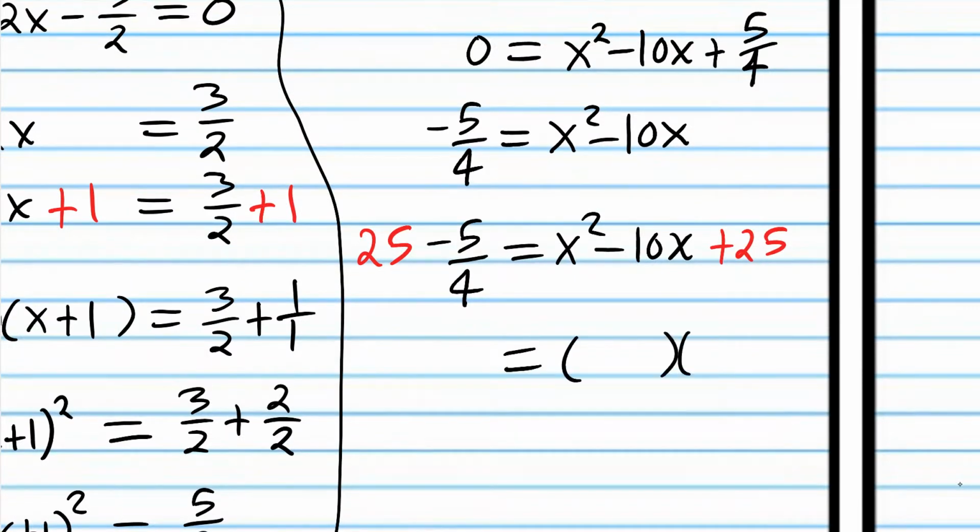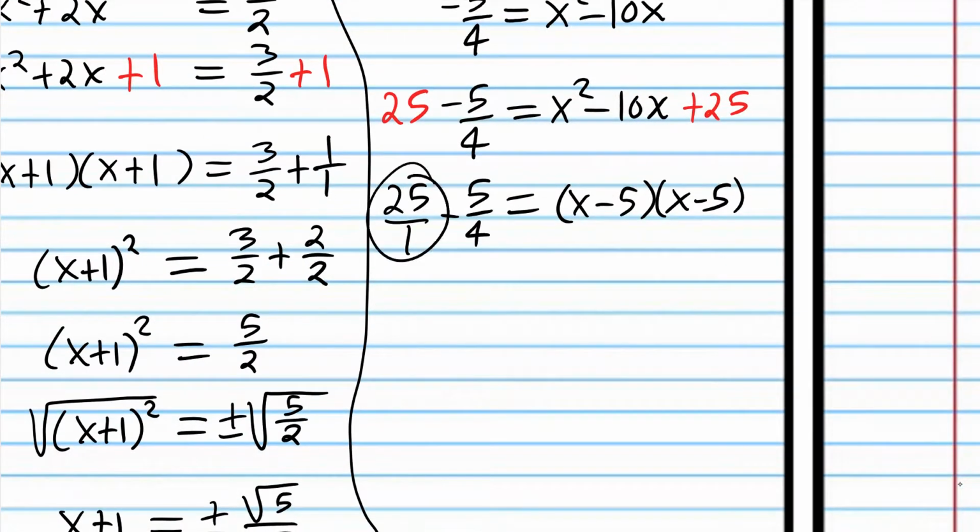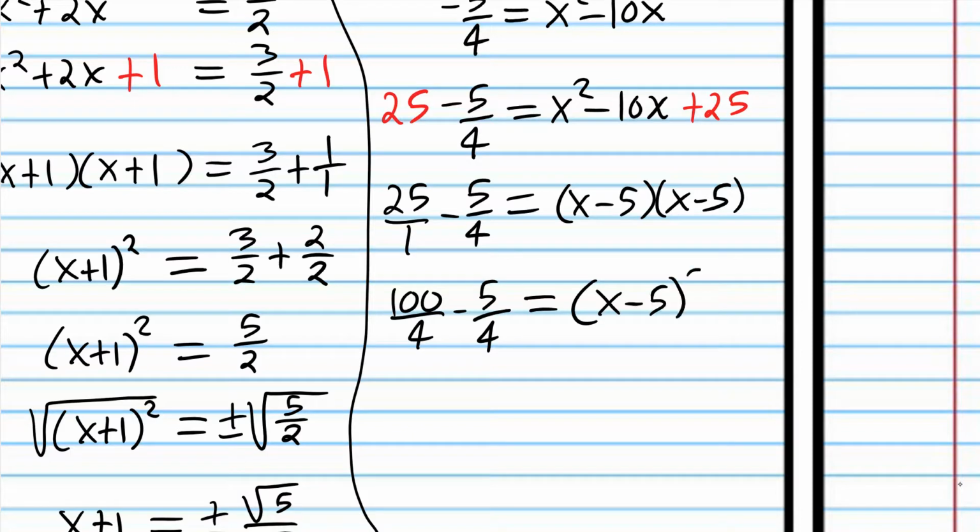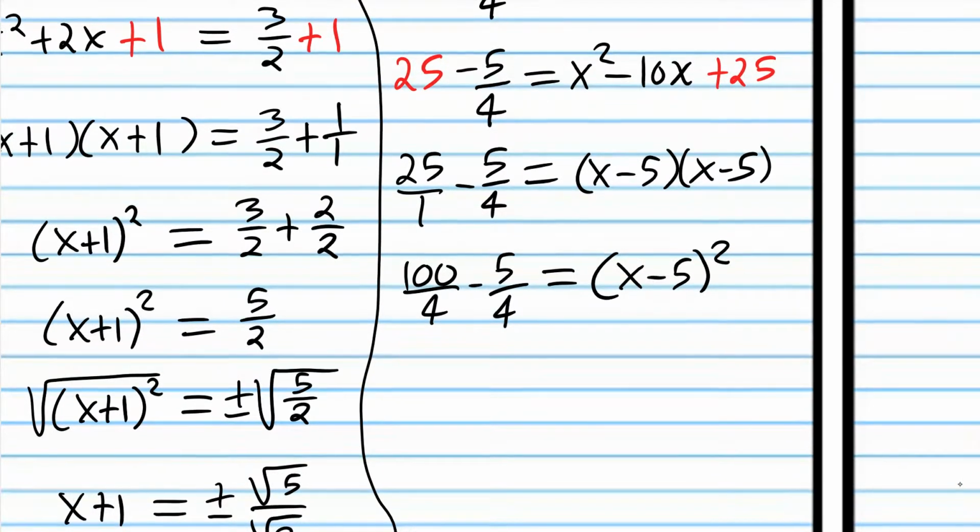And this is very easy to factor, but again, it's always just this number divided by 2 whenever you have a perfect square. We're going to write 25 over 1. Actually, I'll write that down here. Multiply both sides of this fraction by 4, and we get 100 over 4. And we get 95 over 4 is equal to x minus 5 squared.